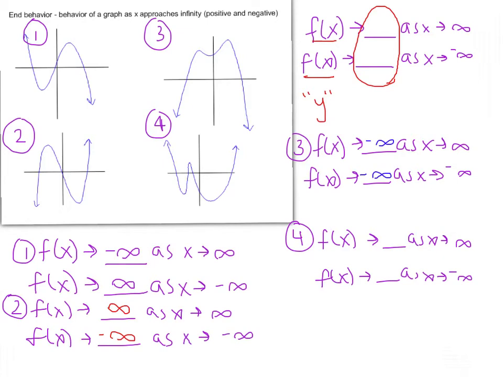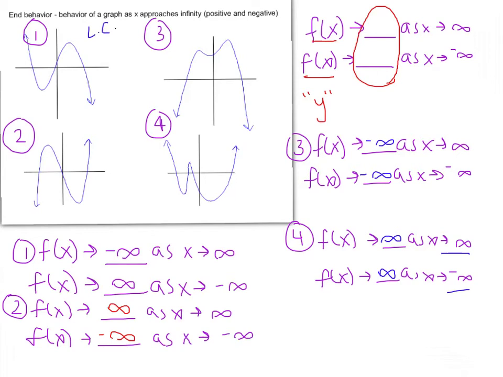Well, once again, if we look, both on the right-hand side and the left-hand side, our arrows are going up, so that means for both of these would be approaching positive infinity, regardless if we're on the right side of the graph or the left side. So that's end behavior.